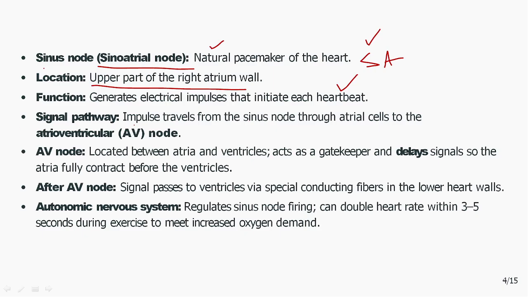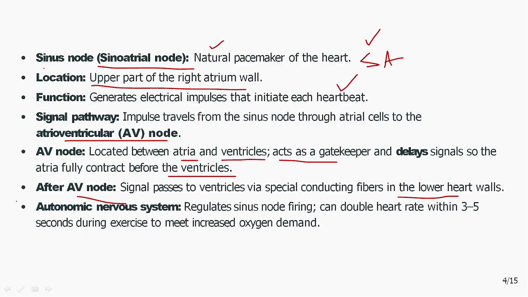Signal pathway, as we have discussed: this signal will travel to the atrioventricular node. This atrioventricular node is located between the atria and the ventricles, at the lower part of the atria and the start of the ventricle. It acts as a gatekeeper and delays the signal so that the atria fully contract before the ventricles. After the AV node, the signal passes to the ventricles via special conducting fibers, as we have discussed, the Purkinje fibers in the lower heart walls.